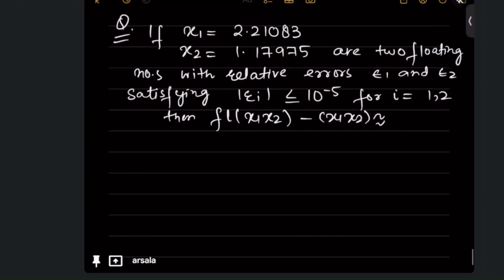Give this question a try. We have two numbers given, x1 and x2, and their relative errors are epsilon 1 and epsilon 2. Now, if we multiply those numbers in floating form and subtract x1 x2 again, then what is the value of this expression? That is what you have to find.